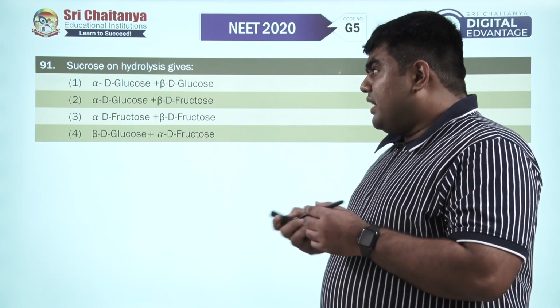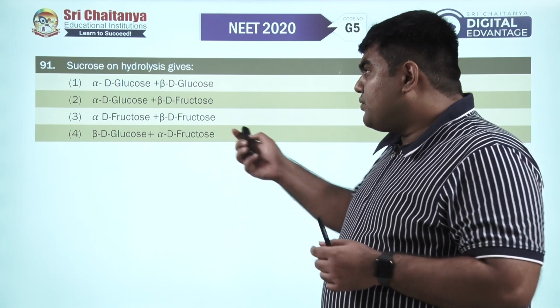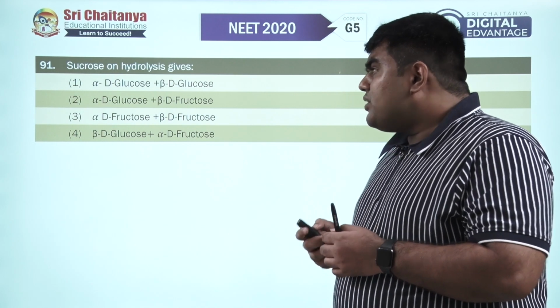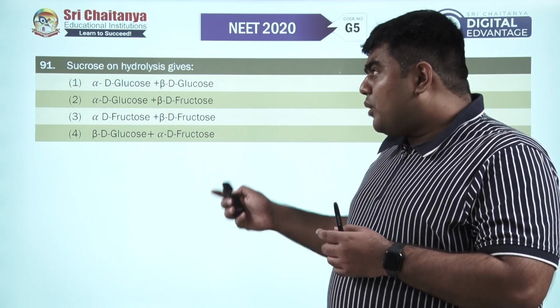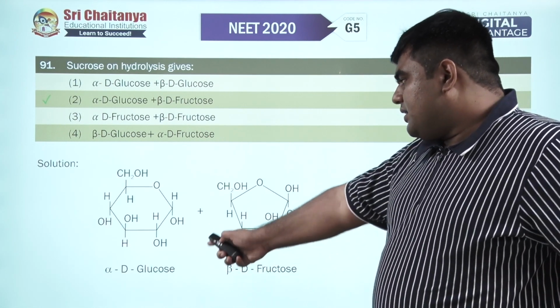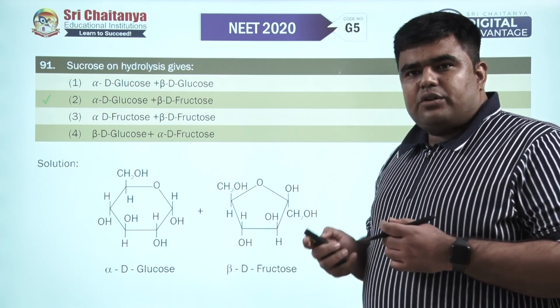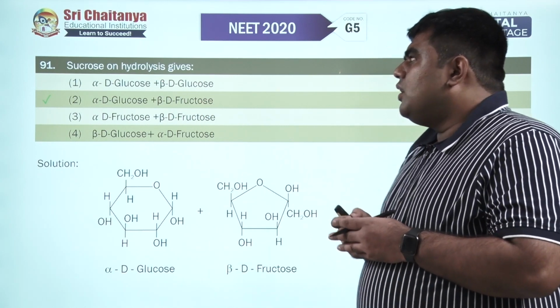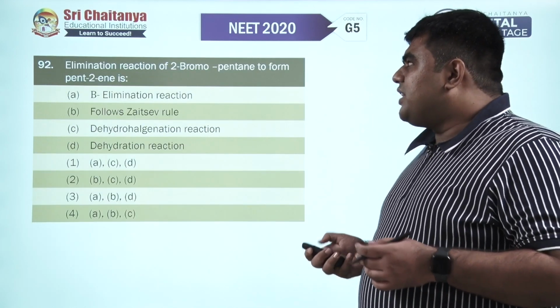Sucrose on hydrolysis gives, we all know that on hydrolysis of sucrose, we get alpha D glucose and beta D fructose. So the second option is the correct option for question number 91. This is alpha D glucose structure and this is beta D fructose, together they form sucrose. Let's move to question number 92.